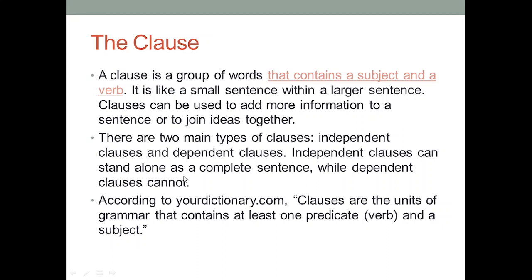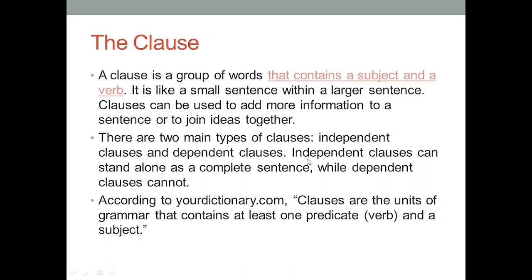Independent clauses can stand alone as a complete sentence, while dependent clauses cannot. So the definition lies in the word itself. Independent means it is not dependent on others. It can stand alone. It can work on its own.